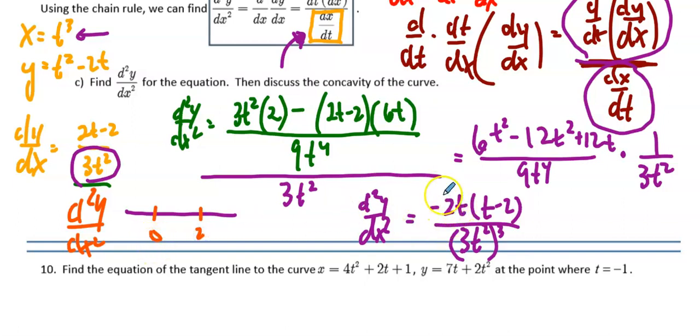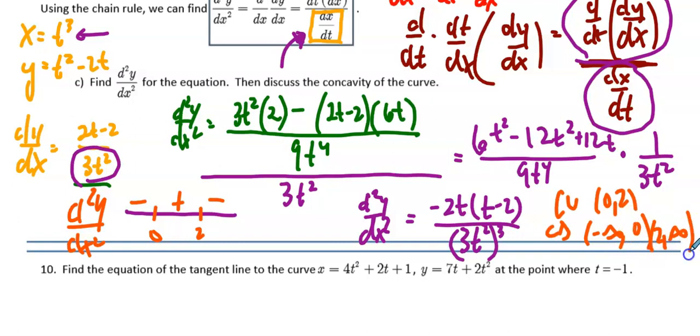If we plug in 0, this is the value. If we plug in something like 1, we get a negative, and the negative is a positive, and a positive, so we get a positive here. If I plug in something like 3, I get a negative, a positive, and a positive. If I plug in something like negative 1, I get a positive, a negative, and a positive. So there you go. Concavity: we're going to be concave up from 0 to 2, and concave down from negative infinity to 0 and from 2 to infinity.